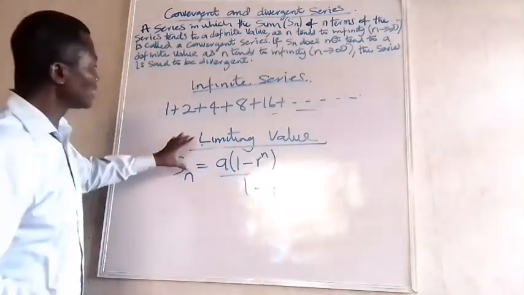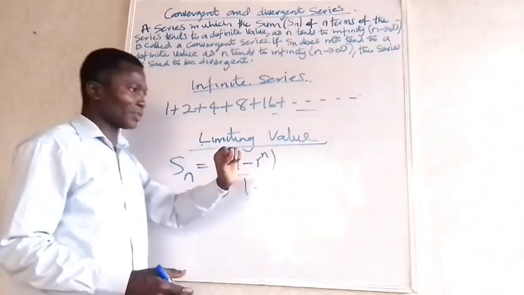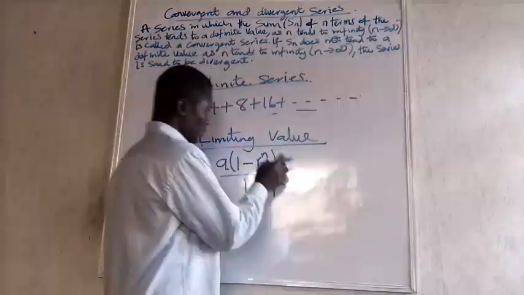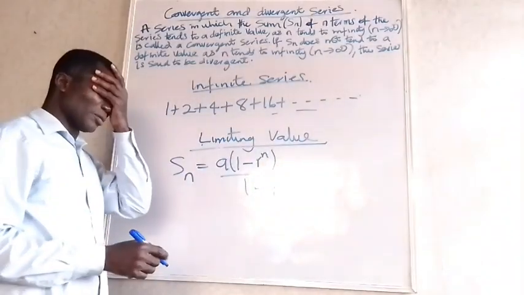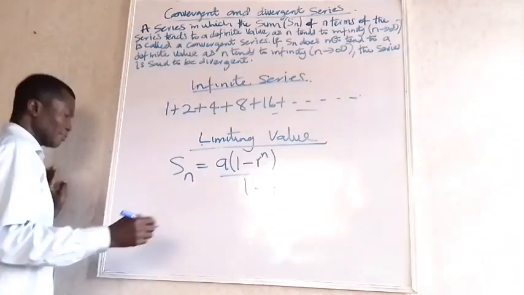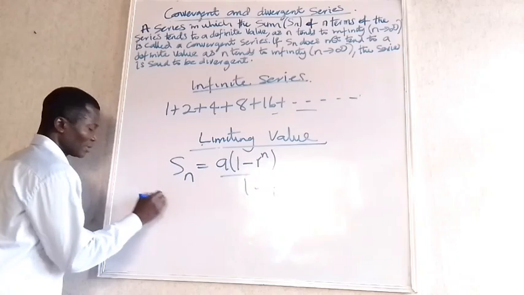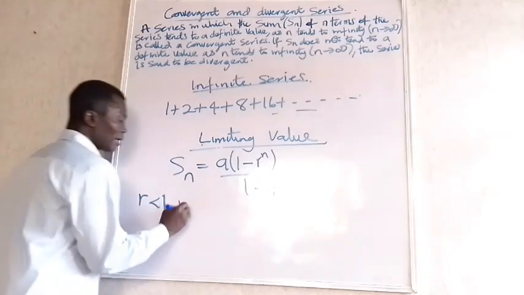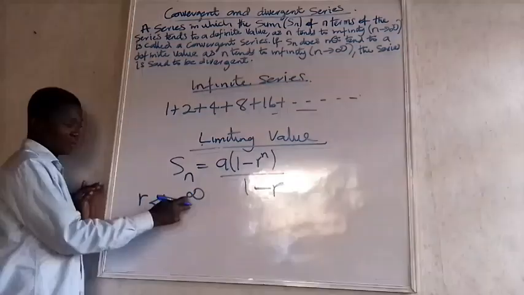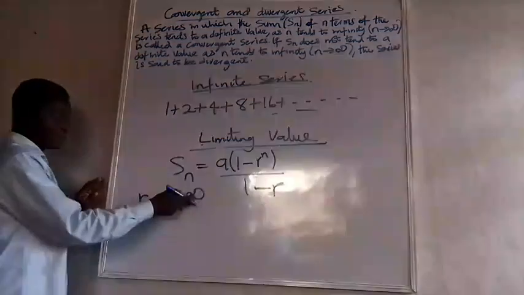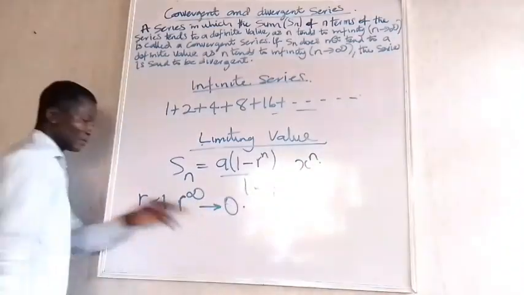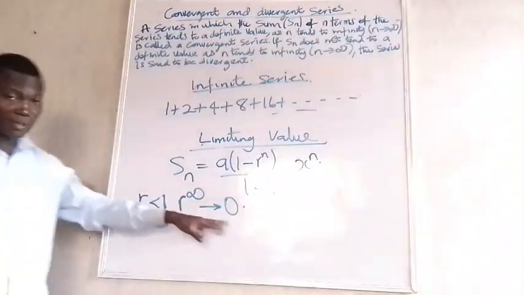So the knowledge of limiting value is very compulsory, especially when n tends to infinity. These are the conditions you need to know concerning limiting value when we are treating convergent and divergent series. 1. When r is less than 1 and n tends to infinity, r is raised to the power of infinity, just like you say x raised to the power n. So this one will give us 0. r is less than 1, so this one will give us 0.